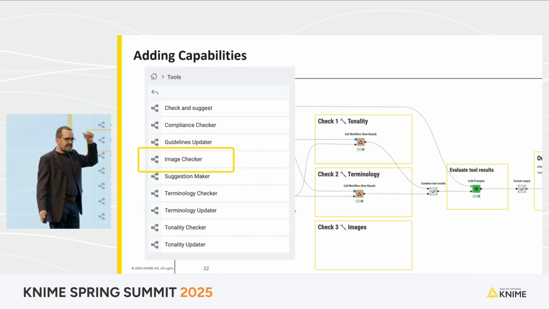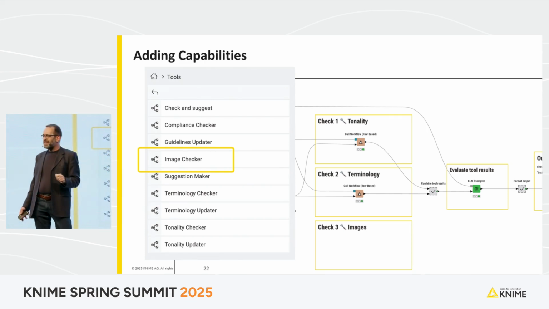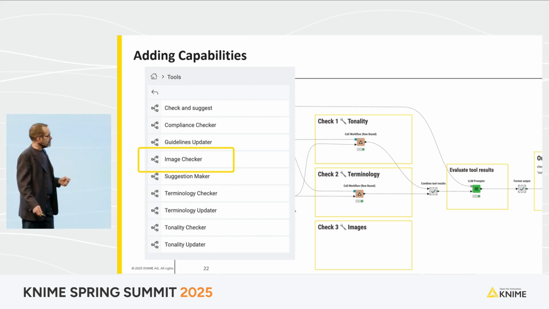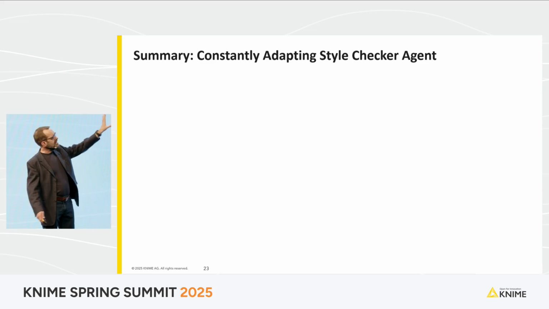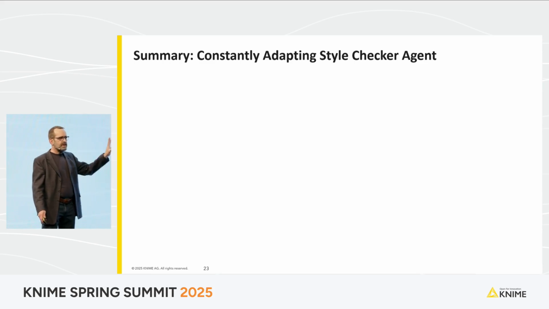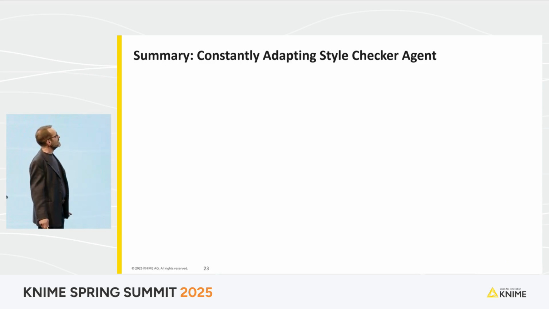The image checker is there, it's doing some of those things. What we're lacking here, and we're still working on that, is the image guideline updater, right? So the message here is this constantly adapting style checker agent, which probably needs a little bit, this naming probably should have its own agent, making sure it gets a better name, but anyway.